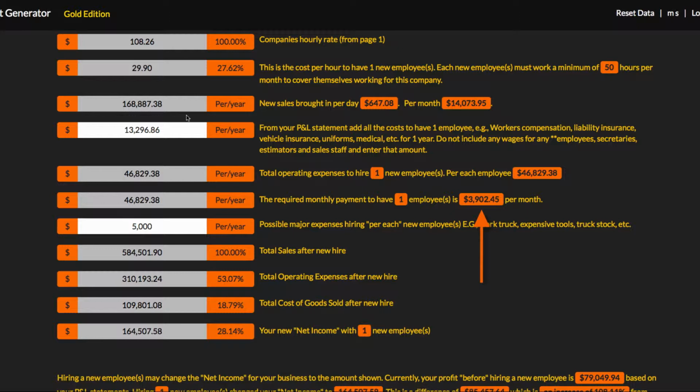This number isn't just his paycheck, it also includes your possible major expenses and the operating expenses towards this new employee. Did you have any idea that this new employee would bring in $14,000 in new sales? Or were you prepared to pay $3,000 a month for this new employee? Did you know this new employee had to work at least 43 hours a month before your company takes a profit?